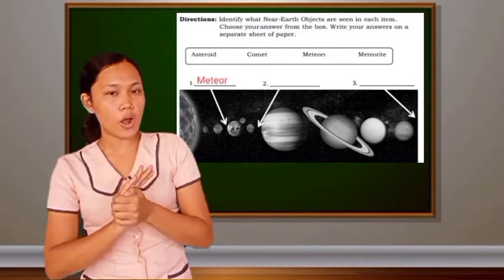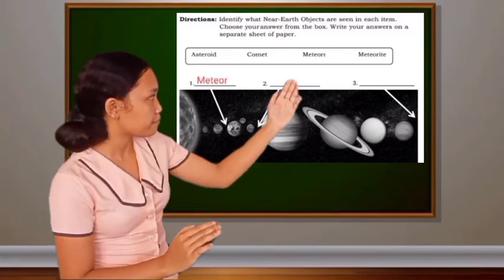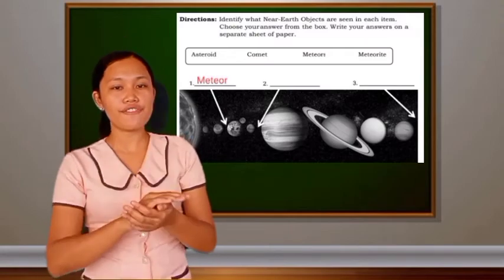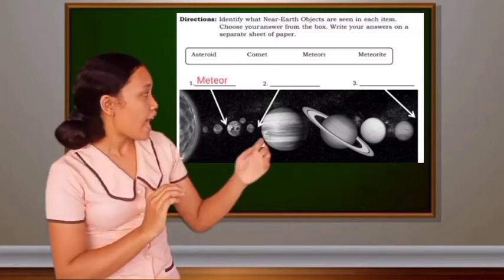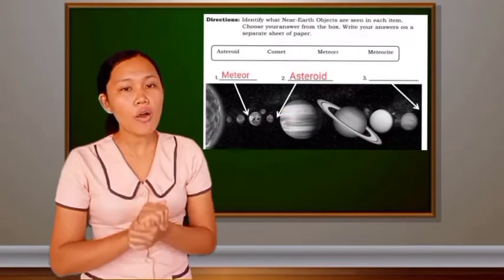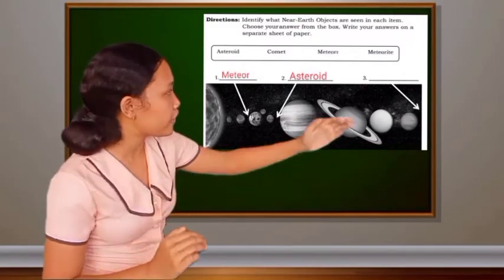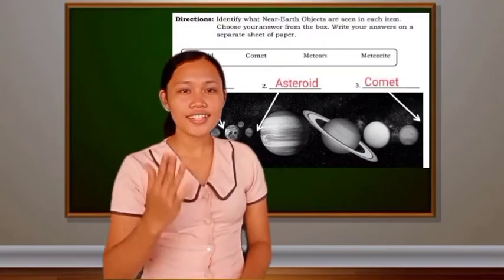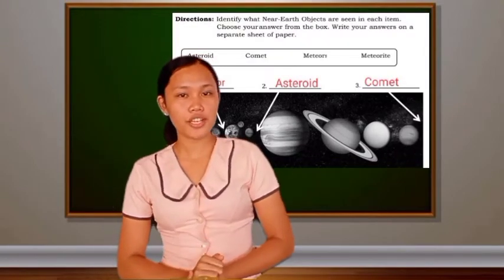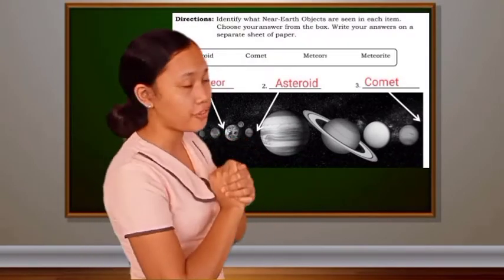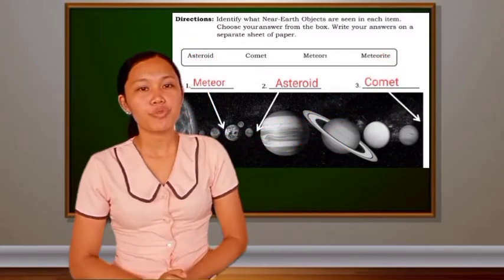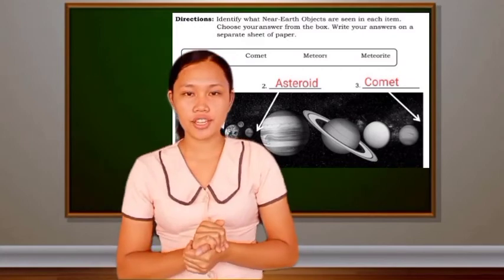What do you think is the object seen in this item? Yes, Mr. Malones. Okay, very good. It is Asteroid. How about for item number 3? Yes, Miss Lucero. Excellent. The near-Earth object that can be seen in item number 3 is called Comet. Okay, you really understand our topic today, class.